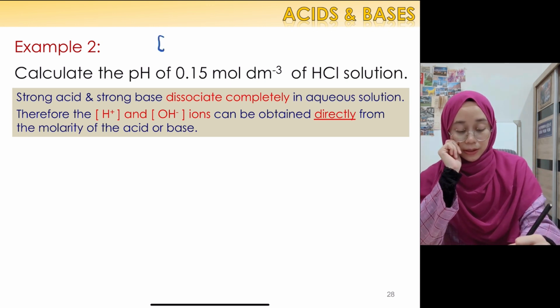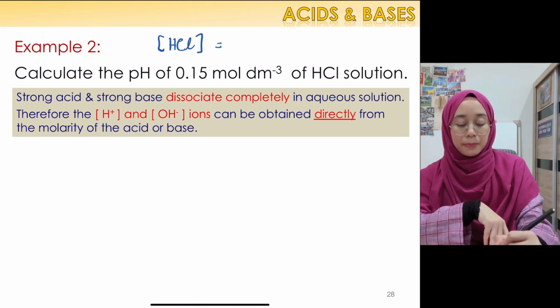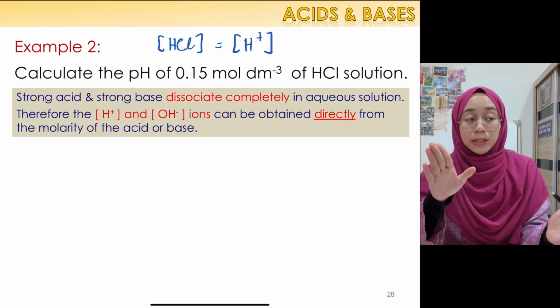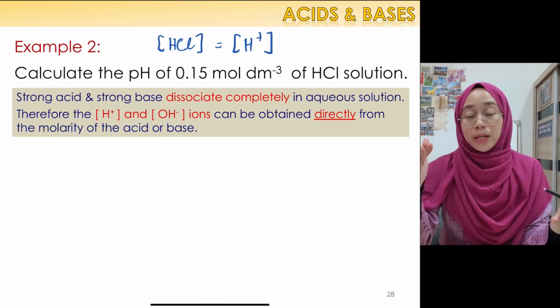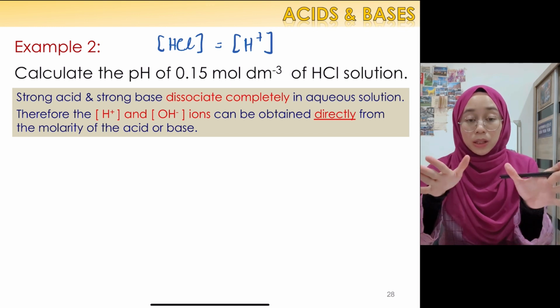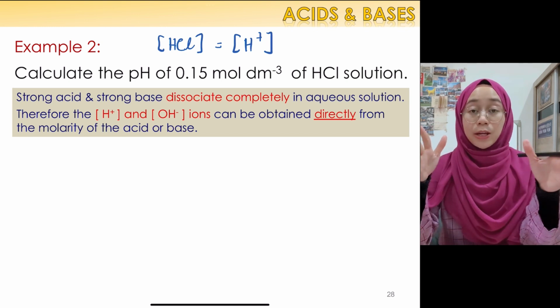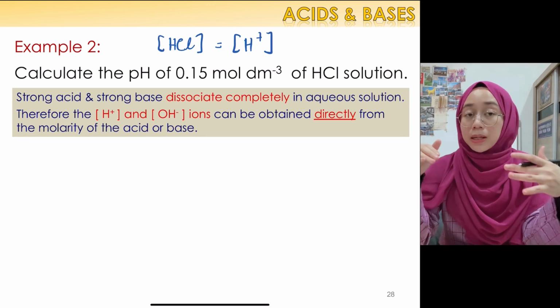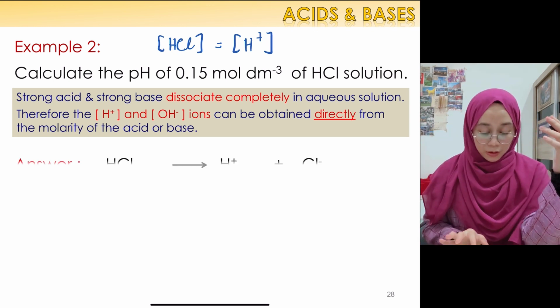Basically class, concentration of HCl adalah sama aja dengan concentration of H plus. Okay, sebab dia adalah strong acid. Sebab strong acid macam kita tahu dia completely dissociate. So macam ni cakap tadi, kalau ada 10 ketul HCl, 10 ketul lah H plus ion yang kita akan dapat. So kita akan boleh assume je concentration of HCl adalah sama je dengan H plus.